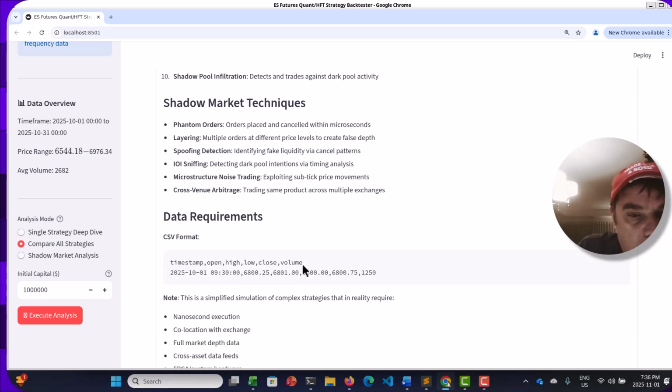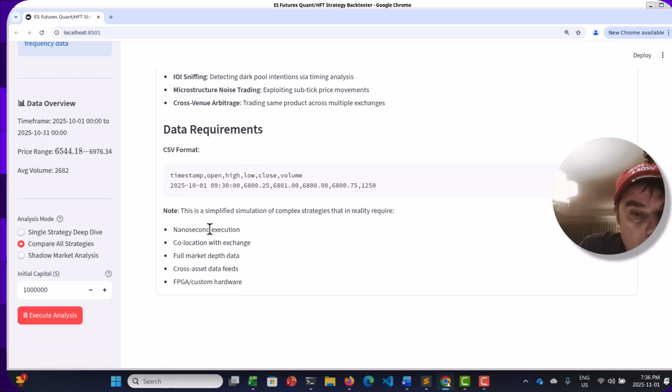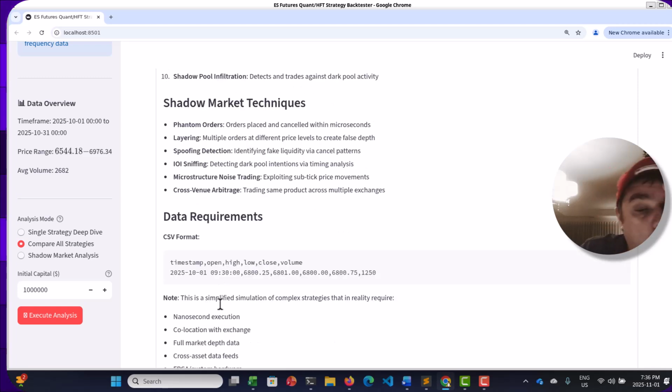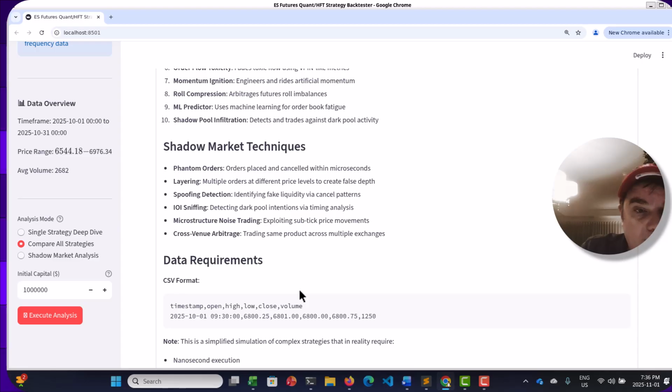Again, same notes as before with the NASDAQ. So again, these are simplified, okay? Nano execution. So we don't have proper data here to work with. This is all based upon nano execution. This is assuming you're co-located in an exchange, full market depth. I remember in that last video I talked about 200 levels, cross asset data feeds, and FPGA with the custom hardware embedded for these type of strategies.